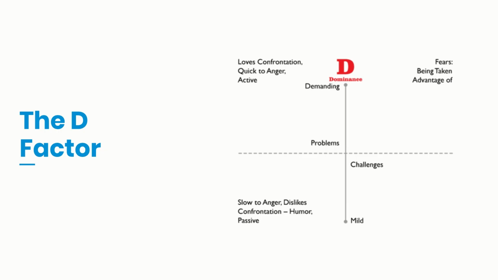Some people like this graphic. It has a lot of general statements, but you can see in the high D, they're moving quickly. Notice it says loves confrontation, quick to anger. I used to be 100% on the D. I'm now 93% on the D, so extremely high. I am not quick to anger, and I do not like confrontation. So keep in mind, these are generalities.